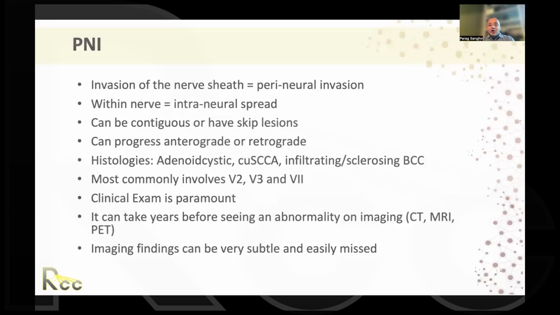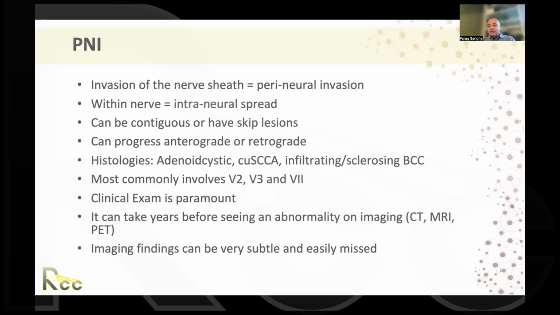I think some of the most common histologies that we know cause perineural invasion tend to be adenoid cystic carcinomas, so salivary gland tumors, cutaneous squamous cell carcinomas, especially those that are very high risk. And then one particular type of basal cell carcinoma, which is infiltrating or sclerosing basal cell carcinoma. So these are three of the most common histologies where we're asked to chase nerves.